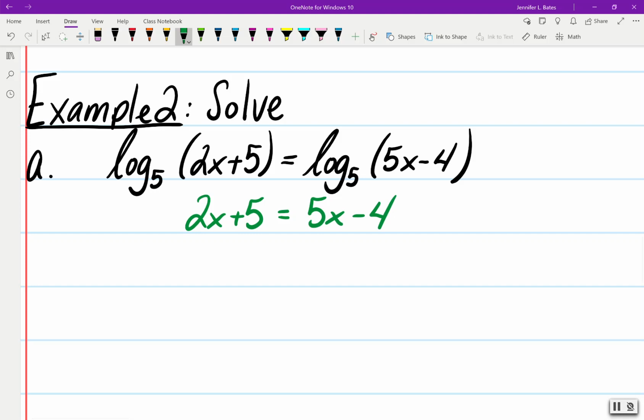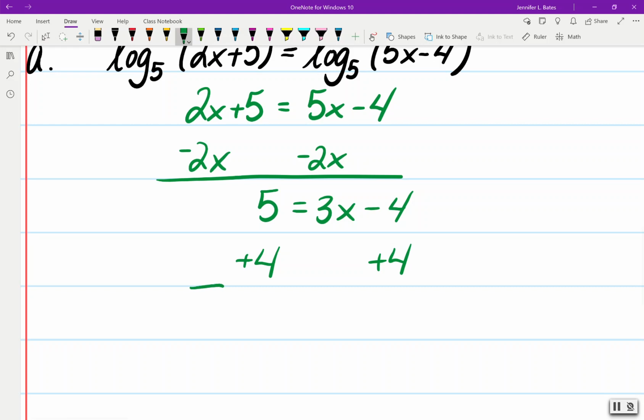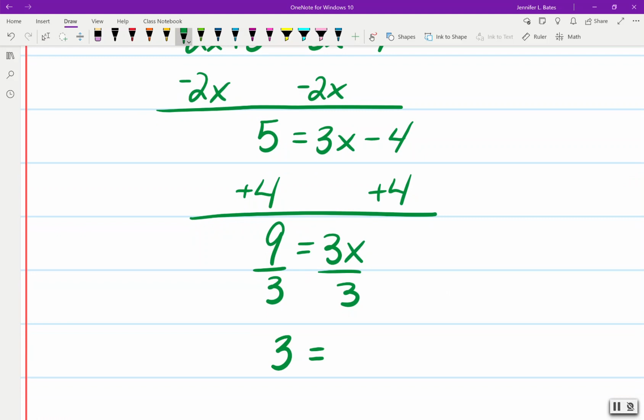And now this is easy solving. So go ahead and solve this. Okay, and when you solve this, you should get x is equal to 3.